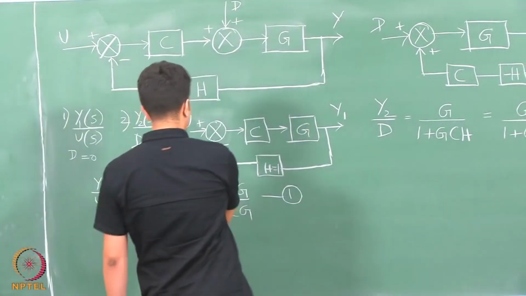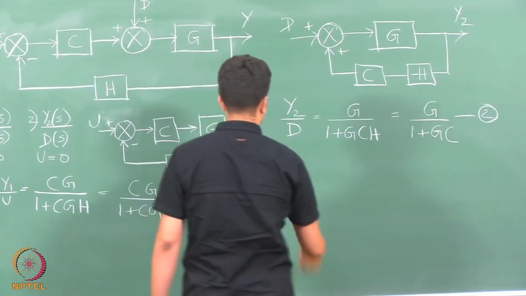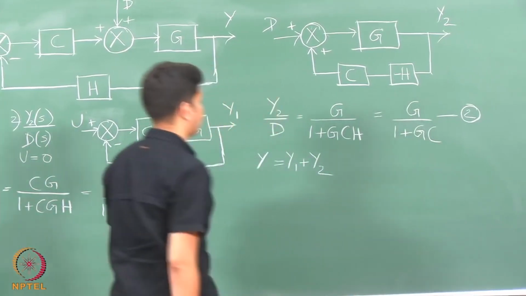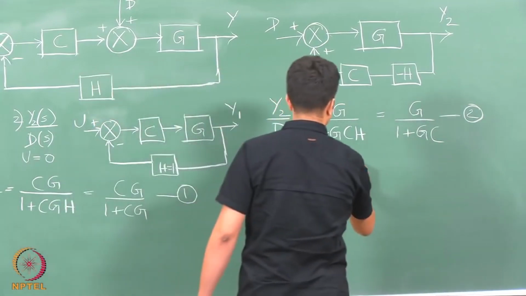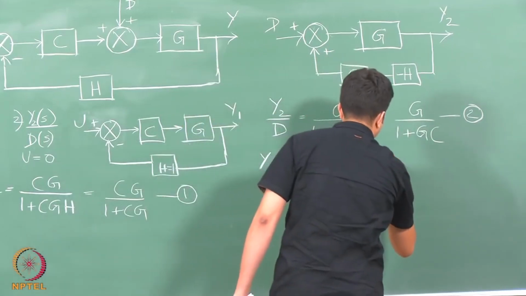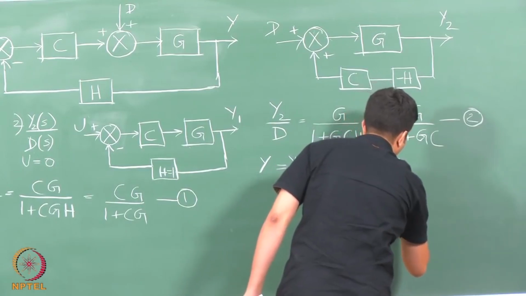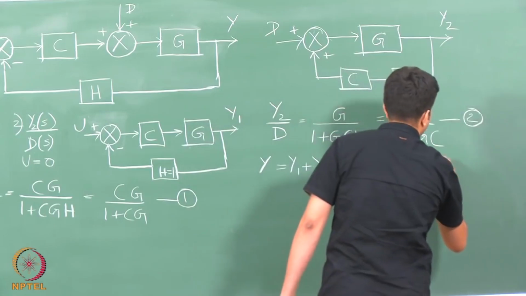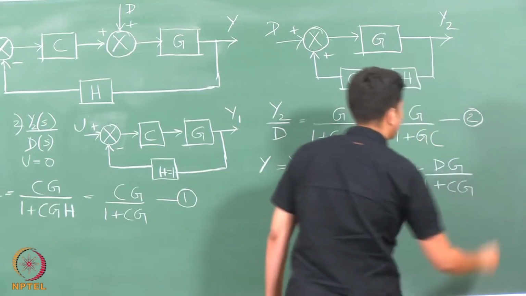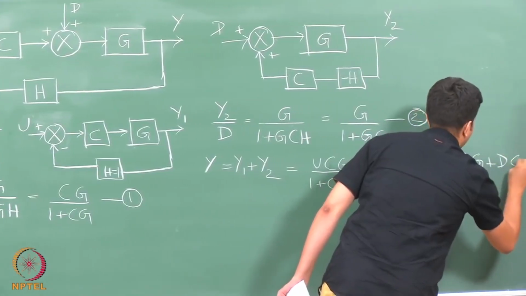So, this is my second transfer function. Now, my overall response y can be written as y1 plus y2 by the principle of superposition. And so, if I take y1 plus y2, y1 is u times C G by 1 plus C G plus d times G by 1 plus C G. So, this is nothing but u C G plus d G by 1 plus C G.